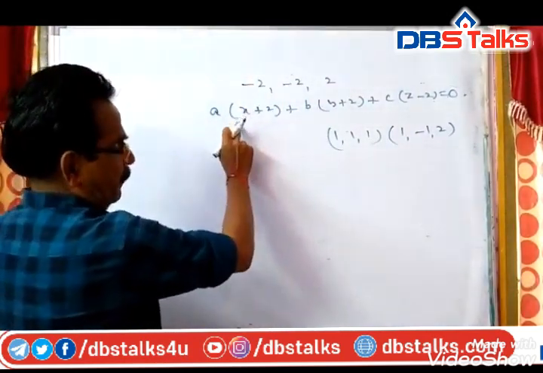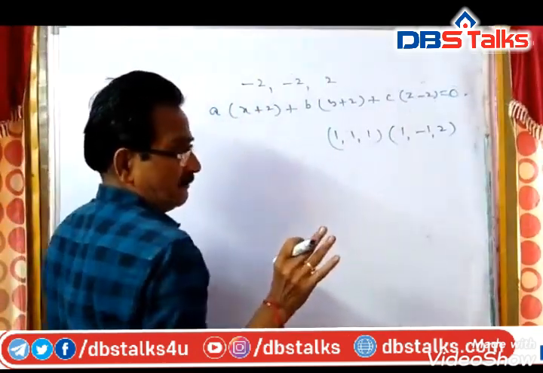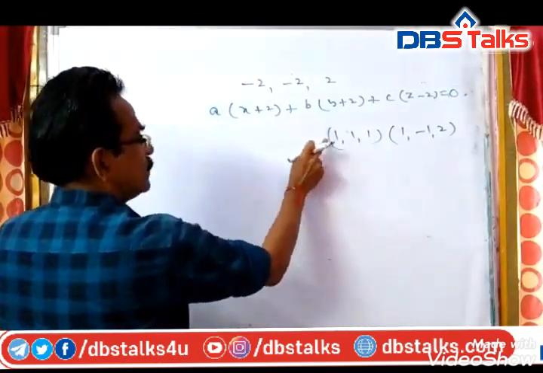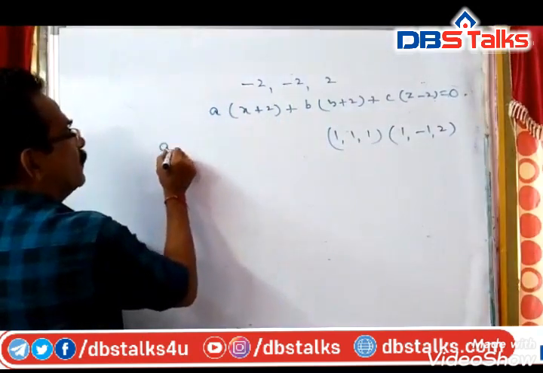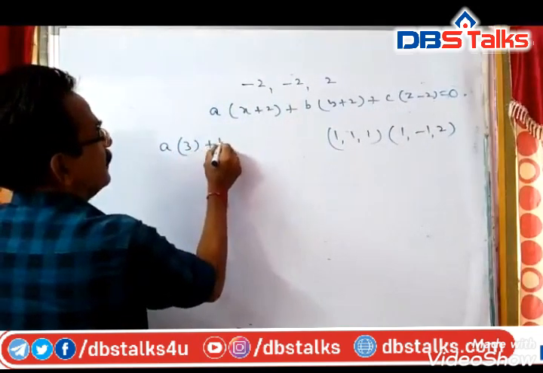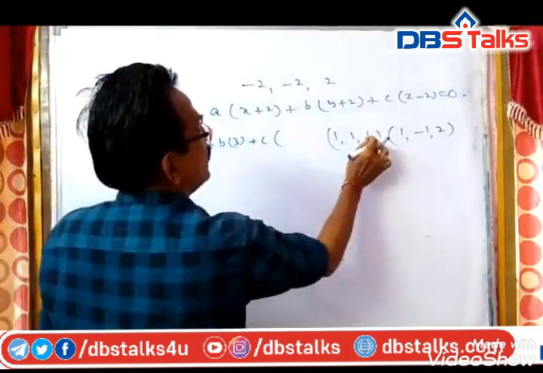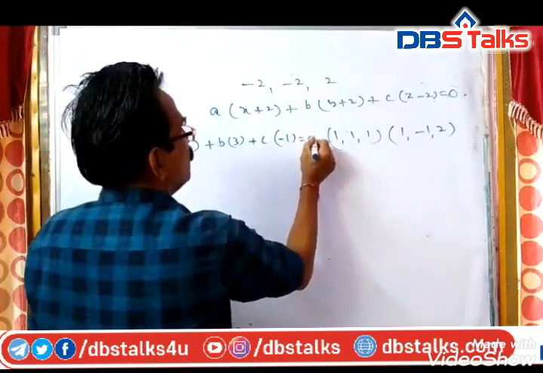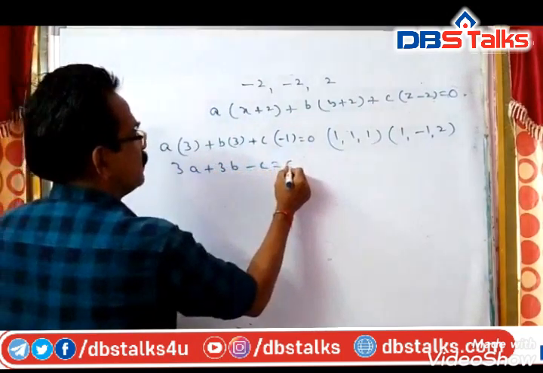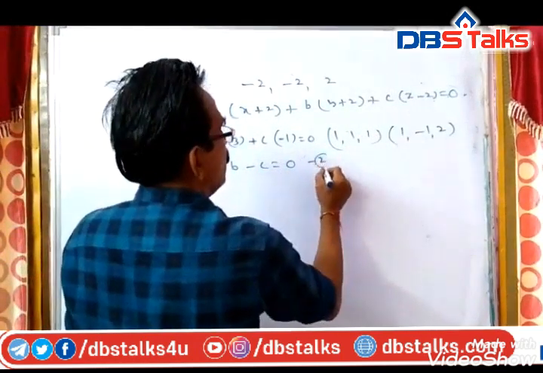The equation of the plane passing through this point is this, and we want the plane containing these 2 points, so this point lies in this plane. So a(1 + 2) + b(1 + 2) + c(1 - 2) = 0, that is 3a + 3b - c = 0. This is equation 2, and say the first one is equation 1.